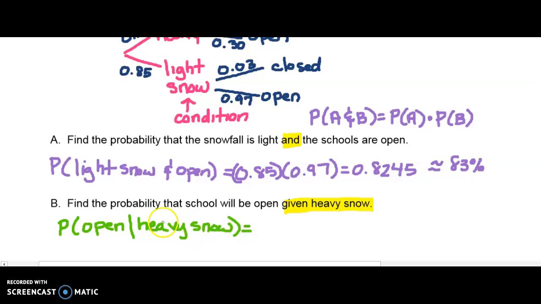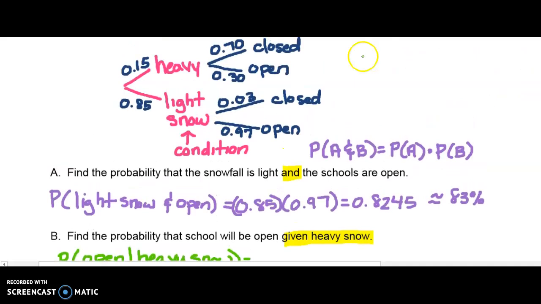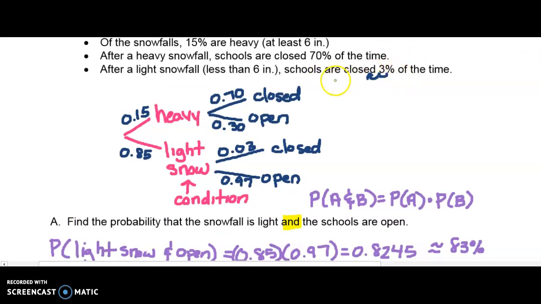Okay, well, we already have the condition of heavy snow being met. So this has already happened. So given heavy snow has already occurred, what is the probability that school is going to be open? This will be your conditional probability right here at this 0.3. So the blue part of this curve, and I'll label this up here, the blue part, this is our conditional probability.